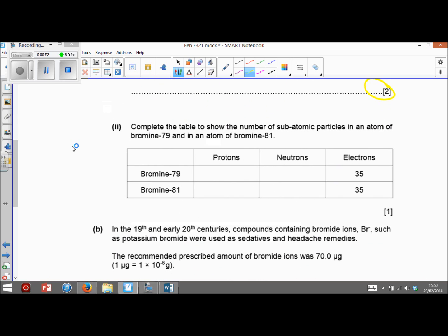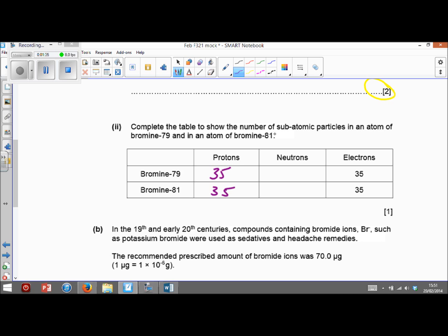Complete the table to show the number of subatomic particles in an atom of bromine 79 and in an atom of bromine 81. So it's giving you a table, it wants you to fill in the protons, neutrons, and you've already got the electrons, and this is worth 1 mark. So there's no ions here at all. It doesn't mention ions, and it doesn't show you any ions. So the number of electrons has got to equal the number of protons. So we should have 35 and 35.